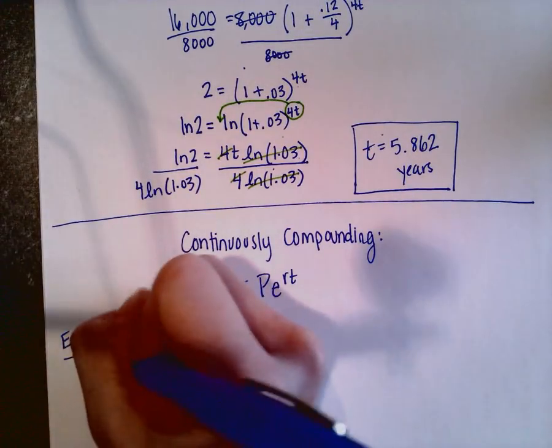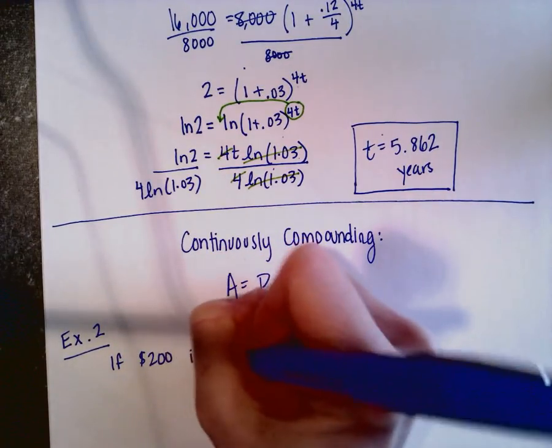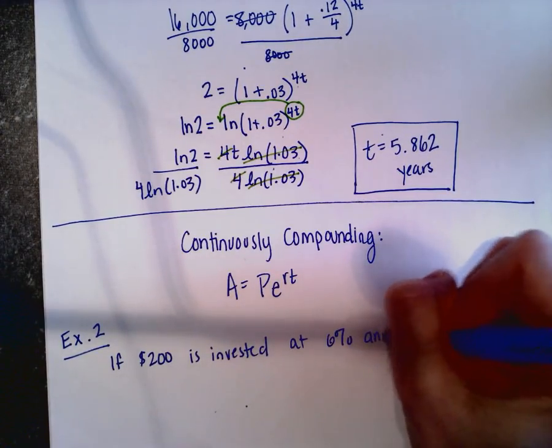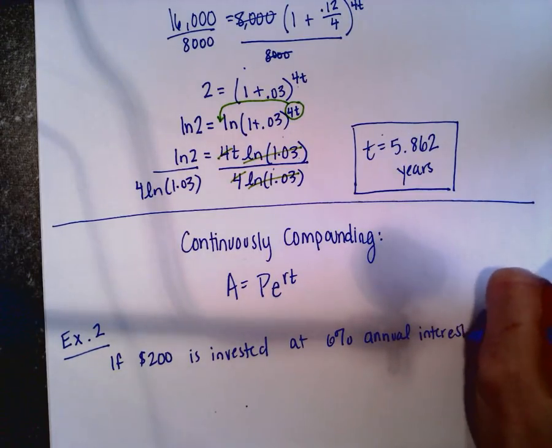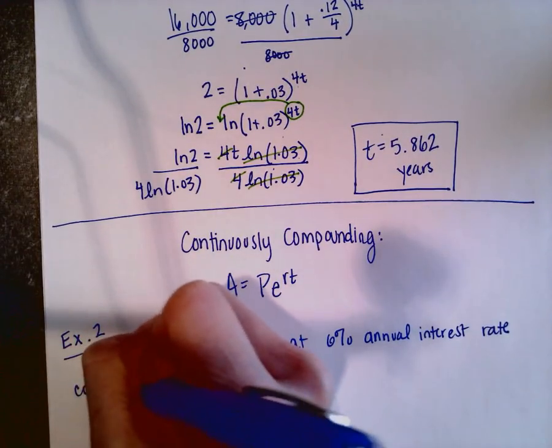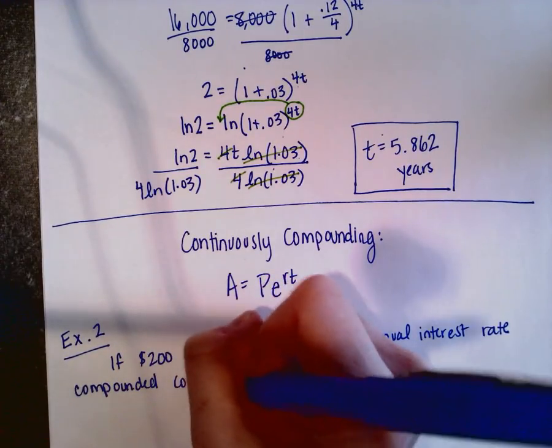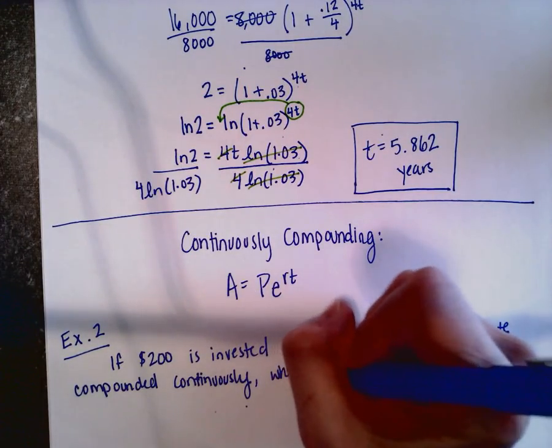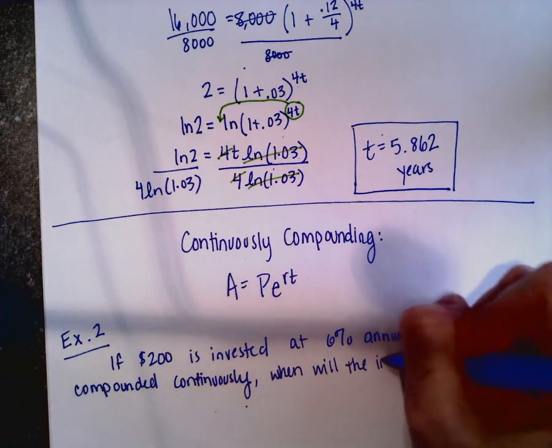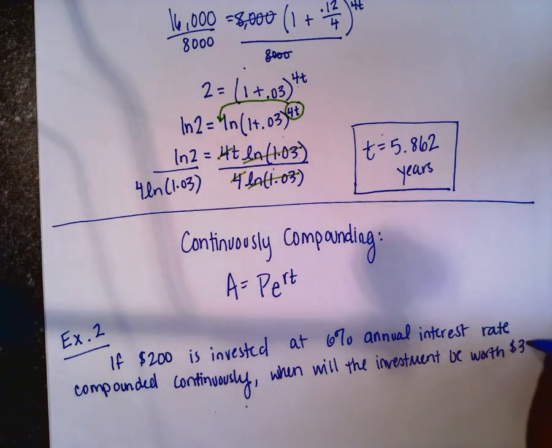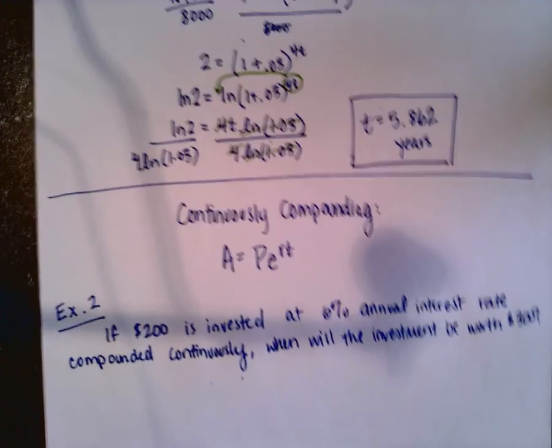Okay, so if $200 is invested at a 6% annual interest rate and compounded continuously, when will the investment be worth $300?